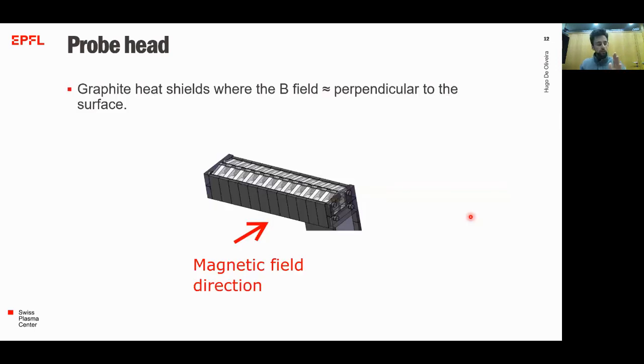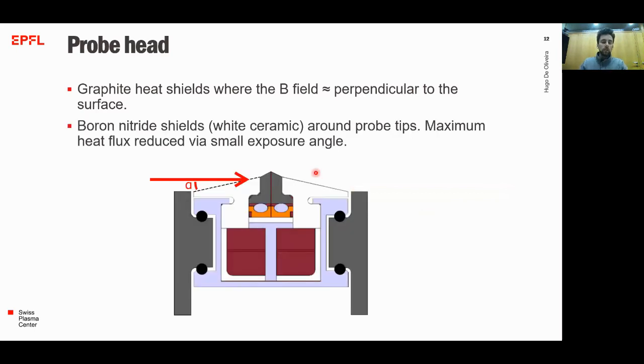So the graphite heat shields are taking the parallel heat flux at a 90-degree angle. Therefore, they are taking all of the heat flux. On the contrary, the boron nitride shields take the magnetic field at a shallow angle. This is very nice because this enables us to reduce thermal stress on the boron nitride shields that are a little bit weaker than the graphite shields.